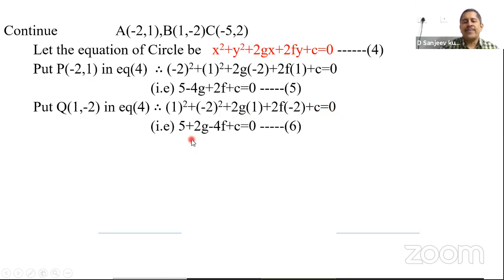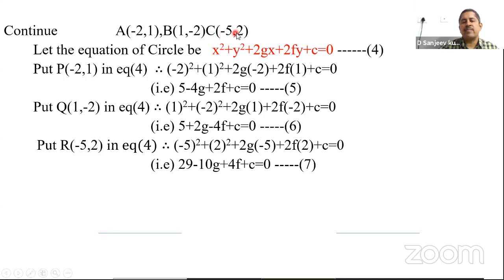Then substitute the third point, minus 5 comma 2. So in place of x, minus 5, in place of y, 2. So minus 5 square is 25 and 2 square is 4. So 25 plus 4 is 29. So 29 minus 10g plus 4f plus c is equal to 0.